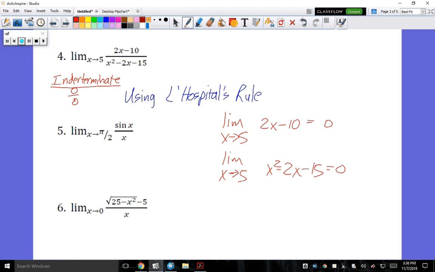sure enough, is 0. So from that, using L'Hopital's rule, we're going to go ahead and come over here to the quotient of the derivatives. And we're going to have 2 over 2x minus 2. We're good? And then we're going to try and plug in the 5 again. So right now, if I plug in the 5, I know I get 2/8, otherwise 1/4.